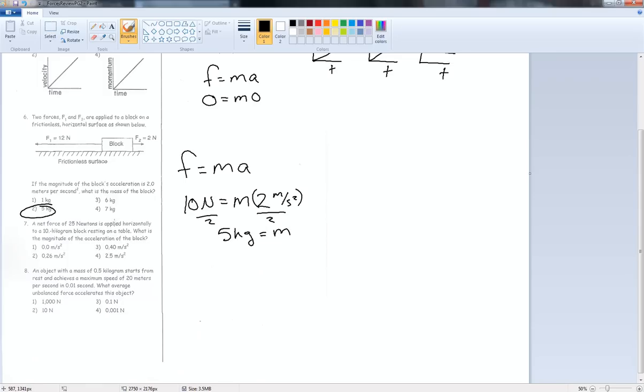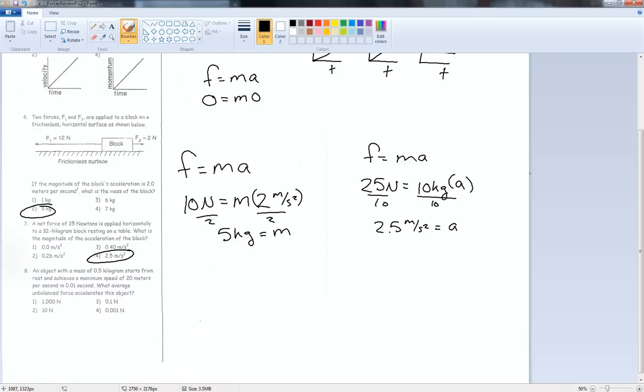So let's see, number 7 here. We have a net force of 25 newtons applied horizontally to a 10 kilogram block resting on a table. What's the magnitude of the acceleration? So in this case, they gave us a net force of 25 newtons, so F equals ma. The net force was 25 newtons. All right, it's a 10 kilogram block, and they want us to find the acceleration. Divide each side by 10. And we get 2.5 meters per second squared is equal to A.